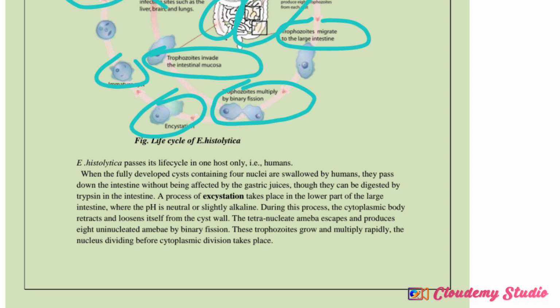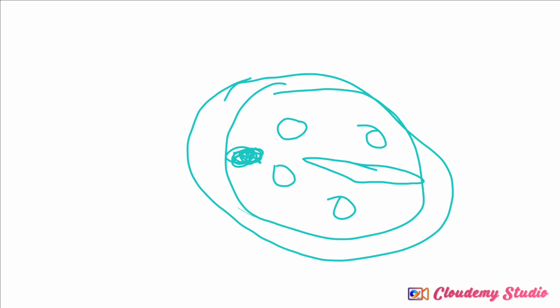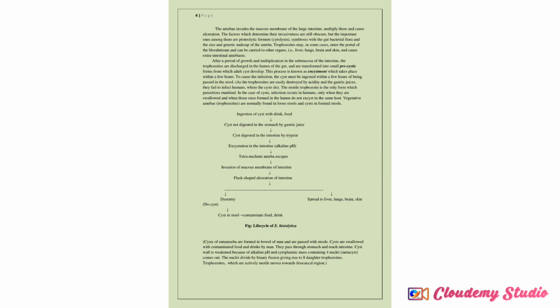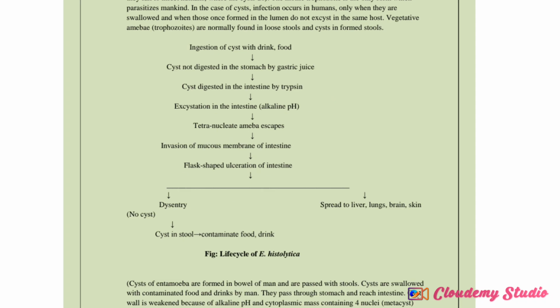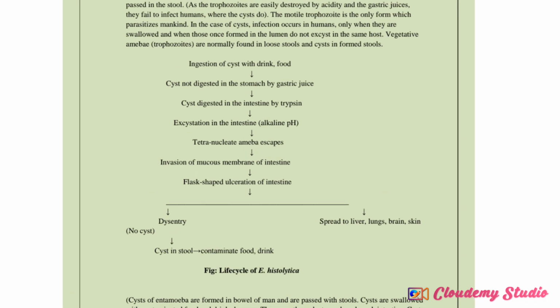So we have something like this. This is another illustration that we made. I think this illustration is much better. Ingestion of the cyst from food and water, the cyst that is not digested by the gastric juice, and the cyst digested inside the intestine by trypsin, excystation occurs, tetranucleate amoeba escapes, invasion of the mucous membrane of the intestine, flask-shaped ulceration of the intestine.